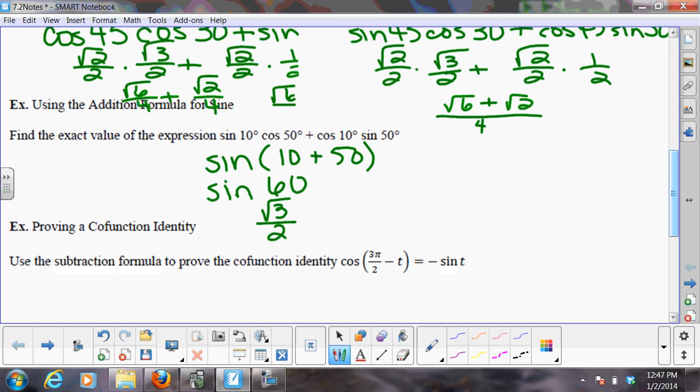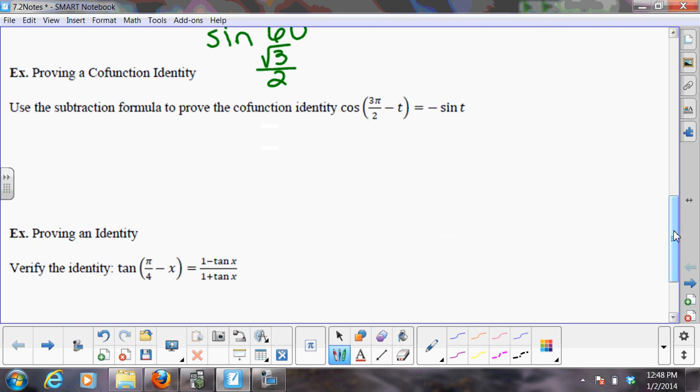So remember, if they say exact values, or I, or whoever it may be, make sure that you are not giving me any sort of decimal. Keep them fractions, even 1/2, keep it a fraction.